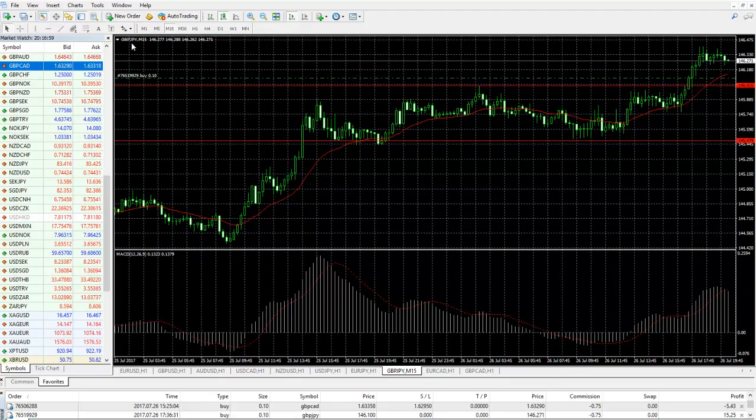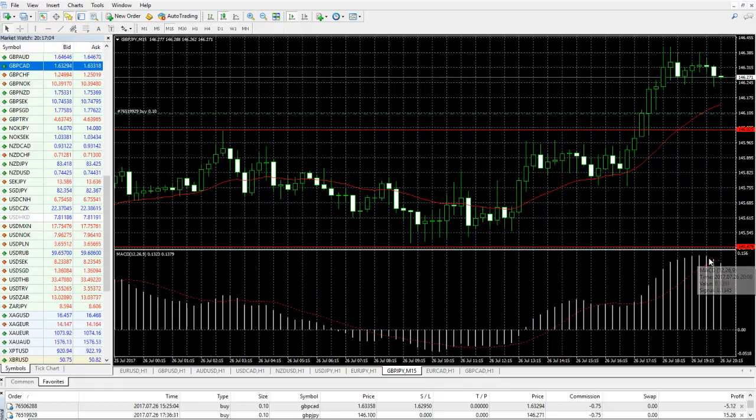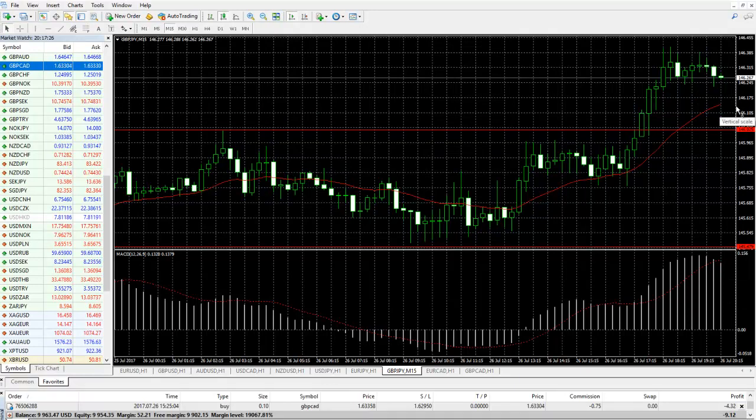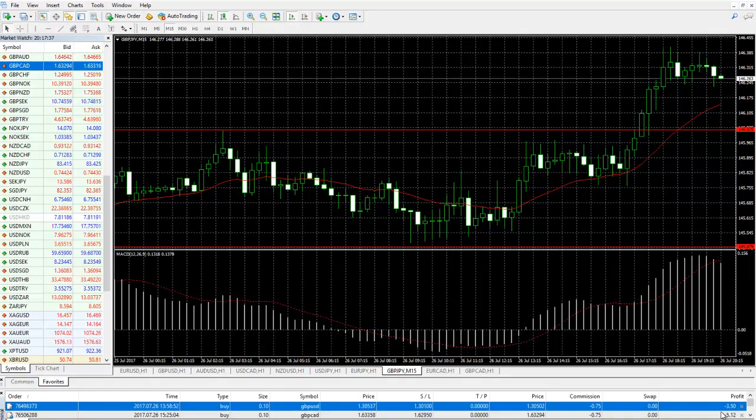So I'm in this GBPJPY trade, and I will zoom in and I have the MACD. As you can see, these bars are almost equal, and then open. This one is a little bit smaller, just a little bit, but then we have an obviously smaller bar. When the next bar opens, just like it opened right now, I will take my profit and close the position. I have two small trades left here, but I took my profit over here. So what we are looking at is the MACD on the M15 chart.